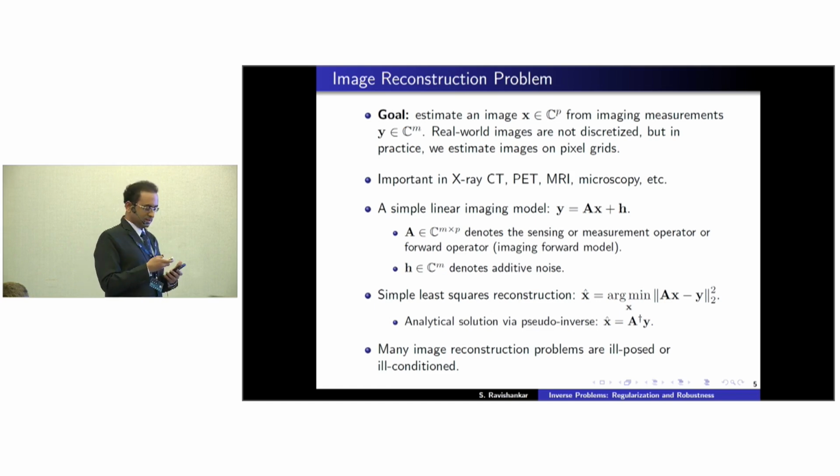And typically, these algorithms rely on a model of the imaging process so that you have an image X you're trying to estimate, but you only observe the measurements Y. And a simple measurement model is a linear model connecting the image X and the measurements Y by a measurement operator A. And on top of that, there may be some noise in the process. So the H denotes the noise.